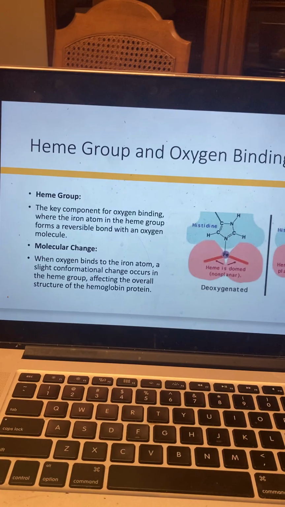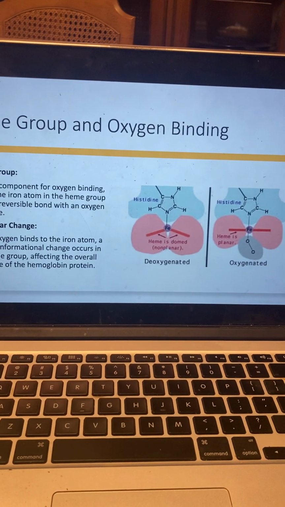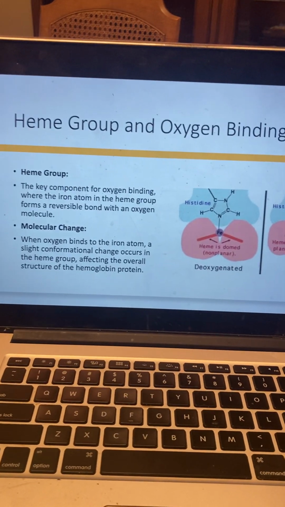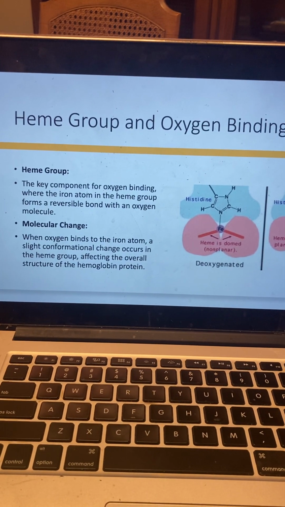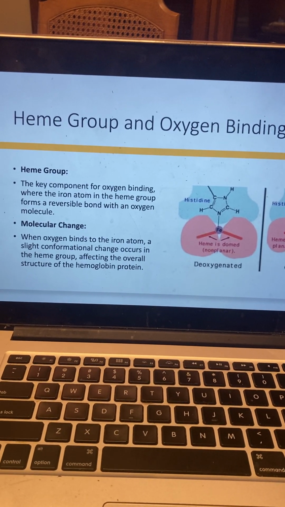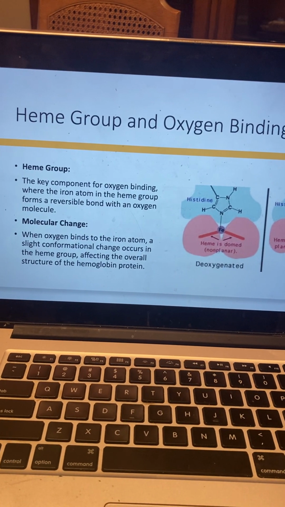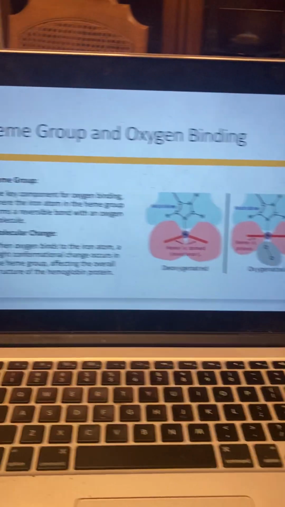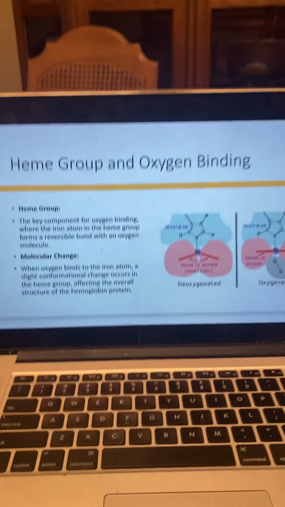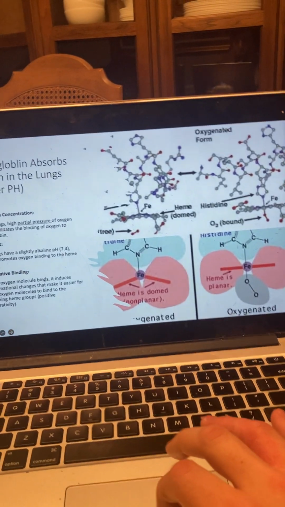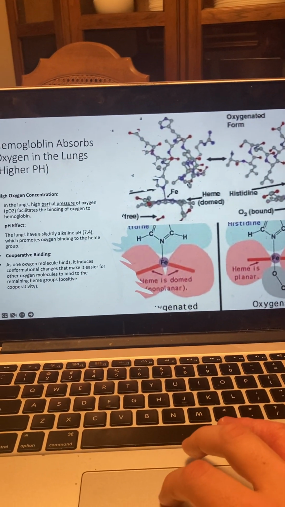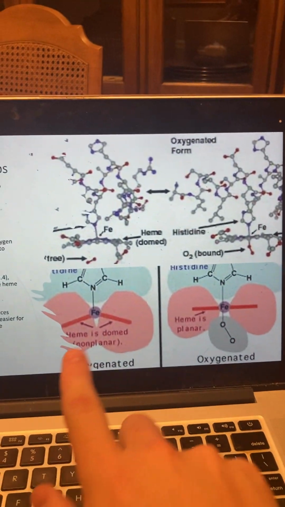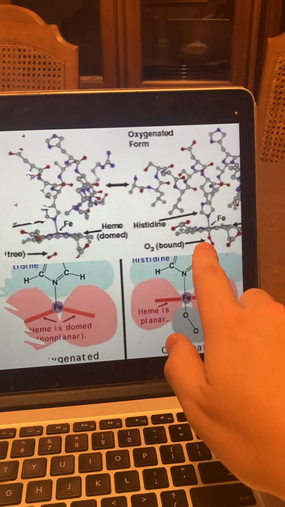Heme group and oxygen binding. I've drawn the end of the heme group here, in the deoxygenated and oxygenated forms. The iron atom is the key component for binding oxygen. It's also reversible. When oxygen binds to the iron atom, there's a conformational change that allows the other 3 subunits to change, which helps the whole thing go well. I've listed that at the bottom here. Here's the structure of it, and this loose oxygen is going to be bound over there.